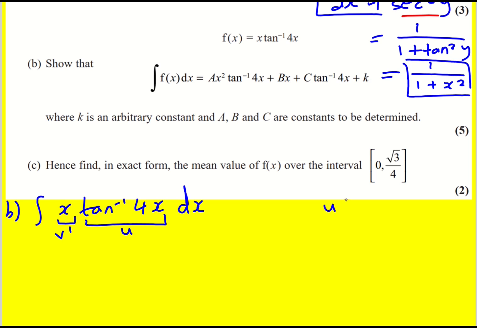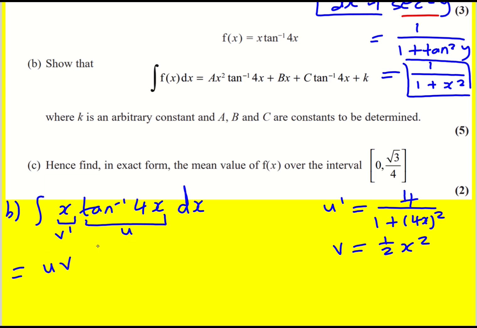Right. So u dash is going to be, now we can differentiate inverse tan of 4x using the chain rule. So I'm going to differentiate the outside as inverse tan of something, but keeping the inside the same. So I'll get 1 plus 4x all squared. And I times by the derivative of the inside, we're going to get 4 on the top. I'll leave it like that for the moment. And then v is the integral of x. I'm going to get half x squared.